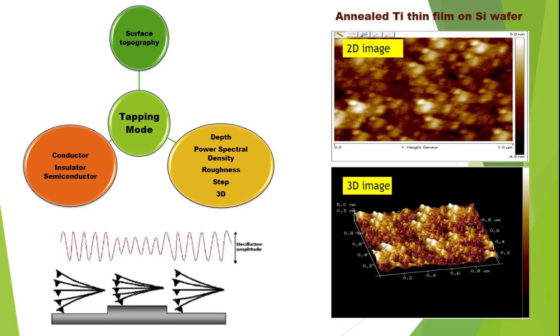So on the right hand side you can see two images. This is an annealed Ti thin film on a silicon wafer. The first one is a 2D image which we obtain through the tapping mode scanning by an AFM tip, and further by analyzing the data through the software we are able to see its 3D image.